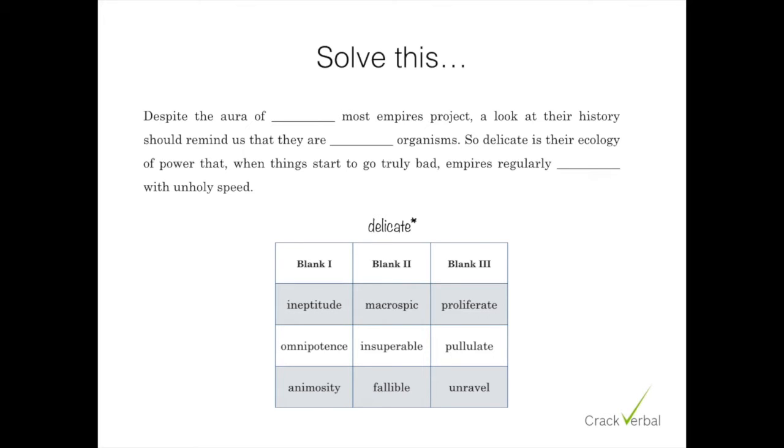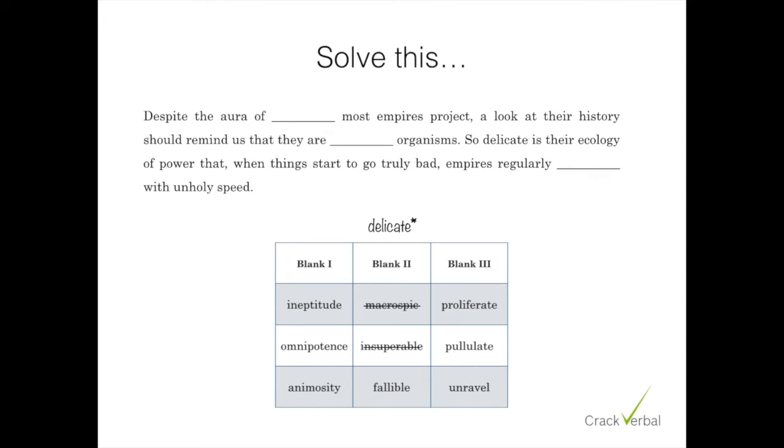Macroscopic. The word macroscopic means something that is visible to the naked eye, which is not very small. That goes out. Insuperable. When something is insuperable, it cannot be won over. Something that is very powerful that cannot be defeated is insuperable, and that does not make sense either. We're looking for a word which means delicate. Fallible, on the other hand, does mean having flaws. It means delicate, so that's a probable candidate. So let's keep that. That's the answer for blank number 2.